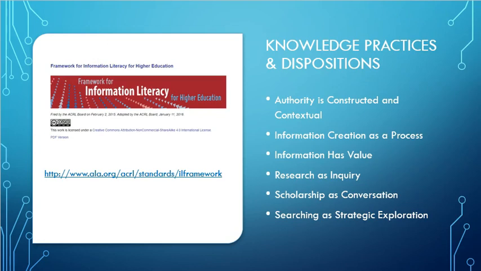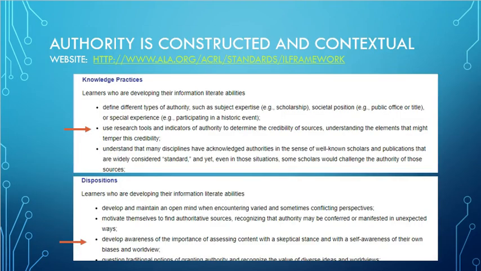Now the real work begins. Log on to the Framework for Information Literacy website and see how many of the frames and the associated knowledge, practices, and dispositions were addressed. Let's look at one example of how the activity you just completed aligns with the Framework for Information Literacy. Call up the ACRL website using the link provided or refer to the handout you may have downloaded from this same site. Scroll down to the Authority is Constructed and Contextual description.